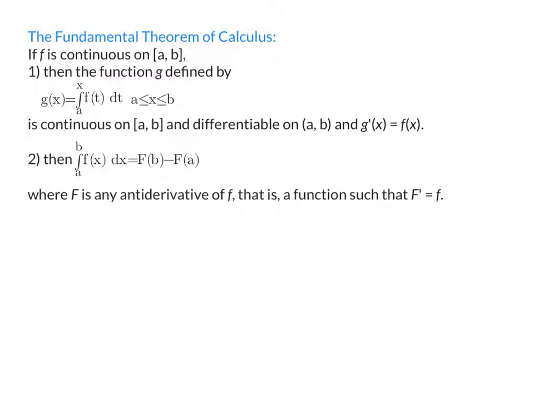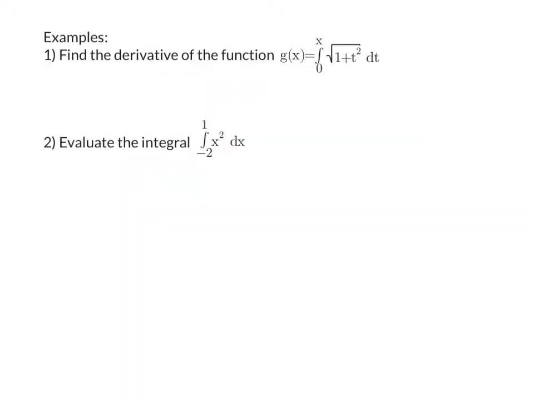So let's use this information and do some examples. In example 1, we want to find the derivative of our function g of x. And g of x is the same as the integral of the square root of 1 plus t squared from 0 to x. This looks just like part 1 of our fundamental theorem of calculus. We have to make a note that 1 plus t squared is continuous.